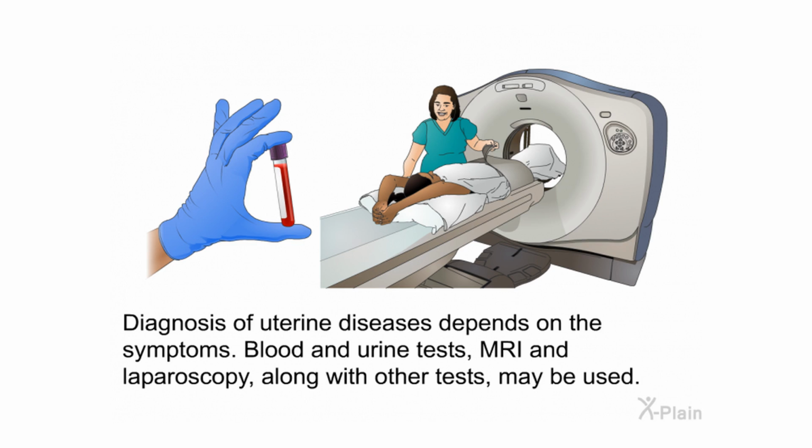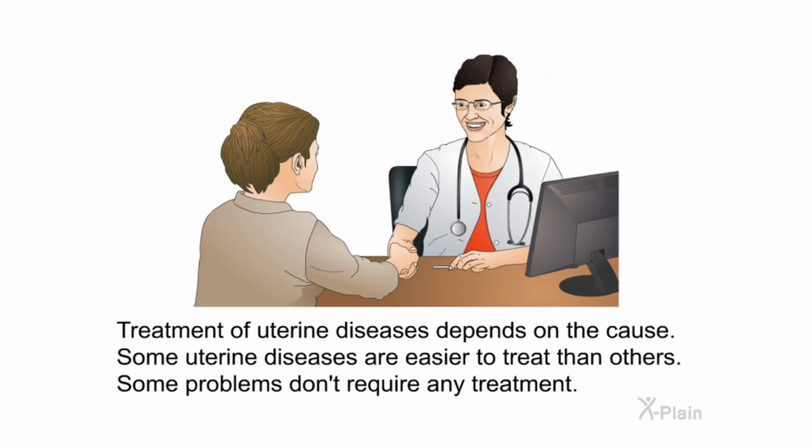Diagnosis of uterine diseases depends on the symptoms. Blood and urine tests, MRI, and laparoscopy, along with other tests, may be used. Treatment of uterine diseases depends on the cause. Some uterine diseases are easier to treat than others. Some problems don't require any treatment.